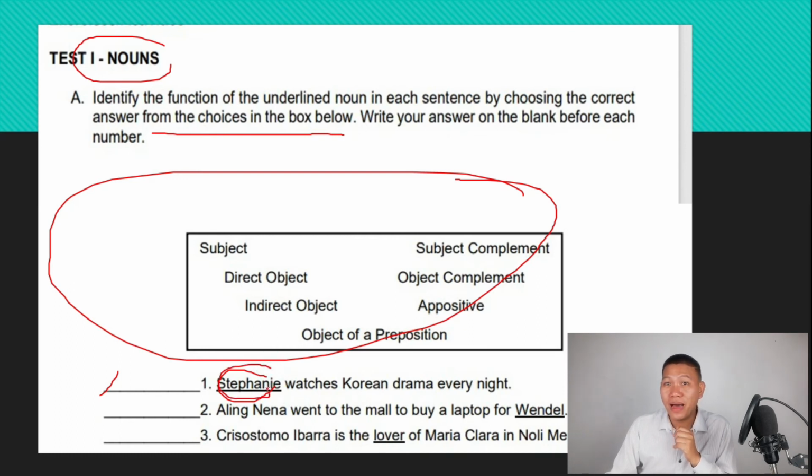Stephanie is being talked about. Stephanie is at the beginning of the sentence. So certainly, Stephanie is the subject. Okay? So you continue the others. And then, in case you forgot my discussion, you can repeat this video.